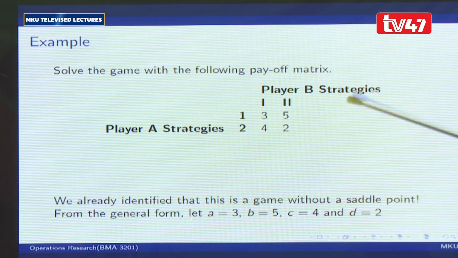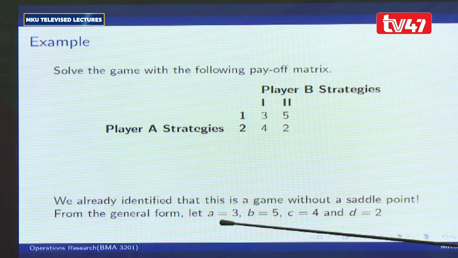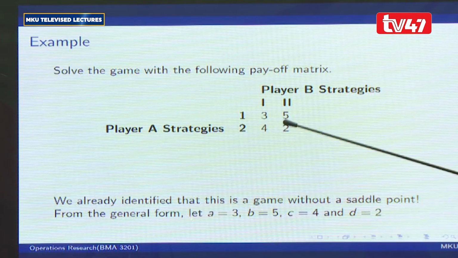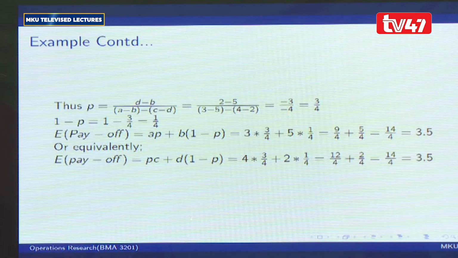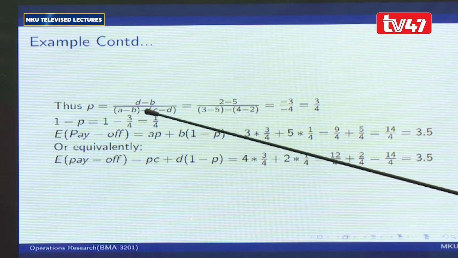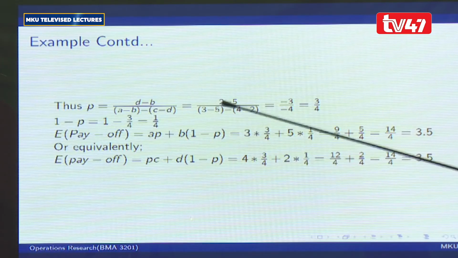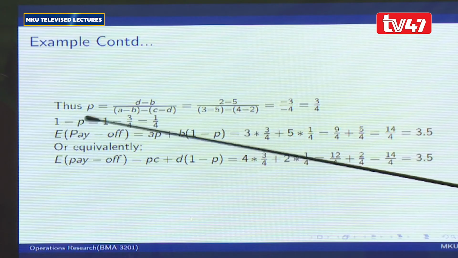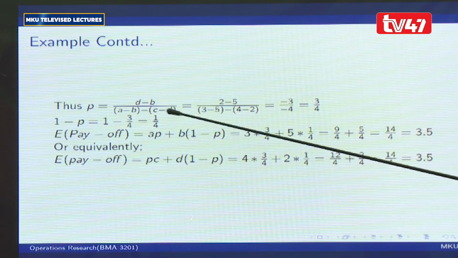Remember, in the general case, A is 3, B is 5, C is 4, and D is 2. So we can get the value of P from the expression: P is D minus B over A minus B minus C minus D. Replacing them here, we get P is 3 over 4. Then 1 minus P is 1 minus 3 over 4, which is a quarter.